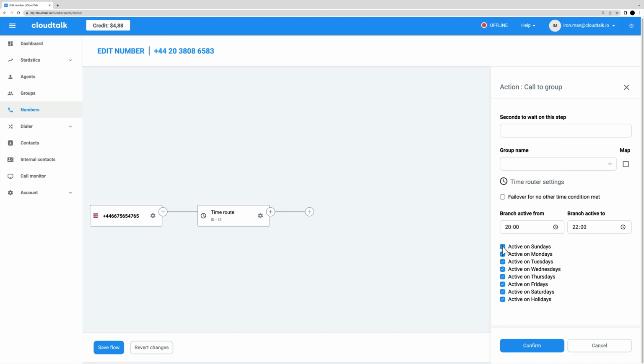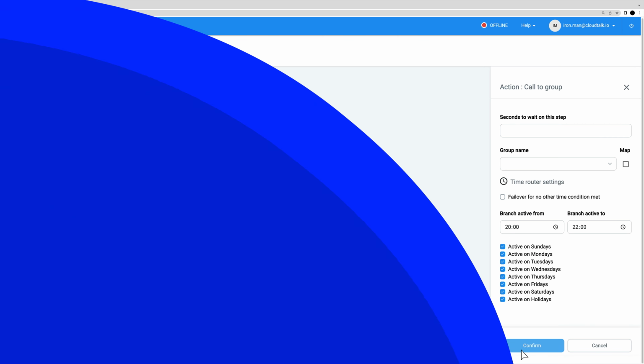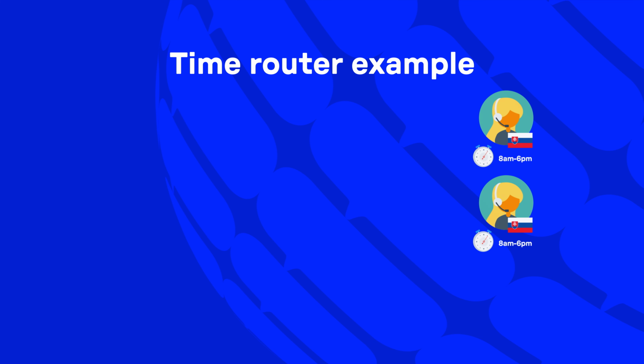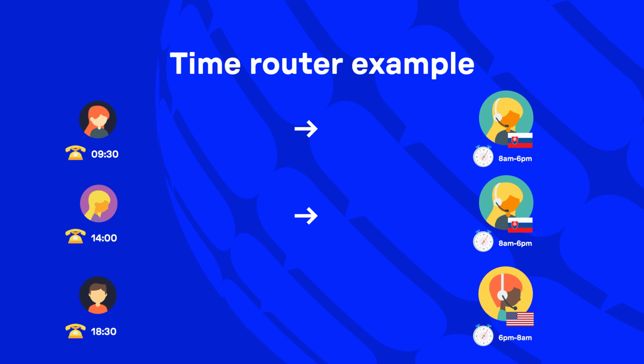Furthermore, you can create an action with a failover for no other time condition met option enabled. This action will apply for all times that aren't selected in your other time routed actions. Let's take a look at an example. Let's say that your Slovak call center is open during weekdays from 8 AM to 6 PM. If you set these attributes via time router, all of your call flows within this time range apply for the Slovak call center. Calls outside of your set time attributes are routed to, for example, your US call center.